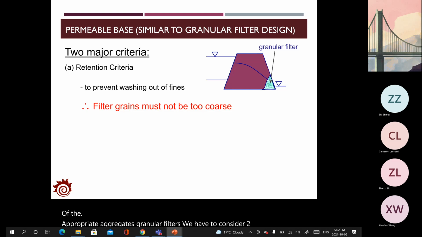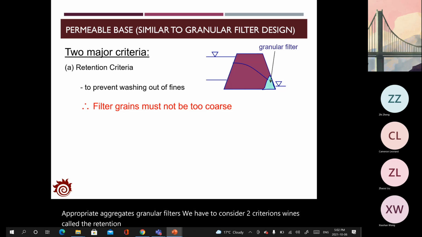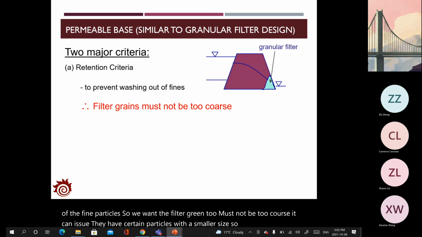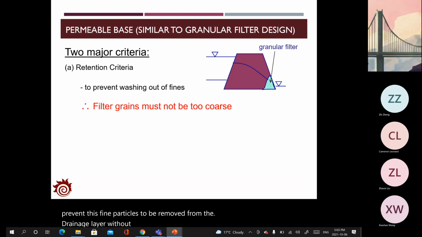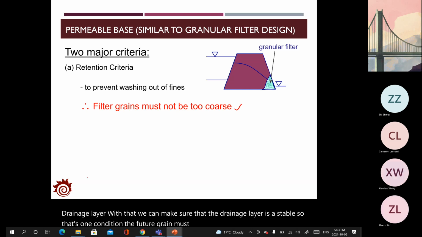One is called the retention criterion, and this criterion is applied to prevent the washout of the fine particles. So we want the filter grain to not be too coarse. It should have certain particles with a smaller size so that we can prevent these fine particles from being removed from the drainage layer. With that, we can make sure that the drainage layer is stable. So that's one condition: the filter grain must not be too coarse.